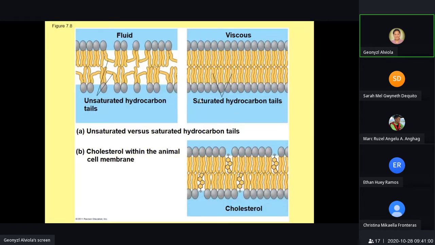So, in the diagram, there are unsaturated hydrocarbon tails and saturated hydrocarbon tails. The unsaturated is more fluid. The saturated is viscous, like thick, semi-fluid. Unsaturated versus saturated. With unsaturated hydrocarbon tails, it becomes more fluid and the phospholipids are spread apart. But if viscous, somewhat thick, the phospholipids are close together.